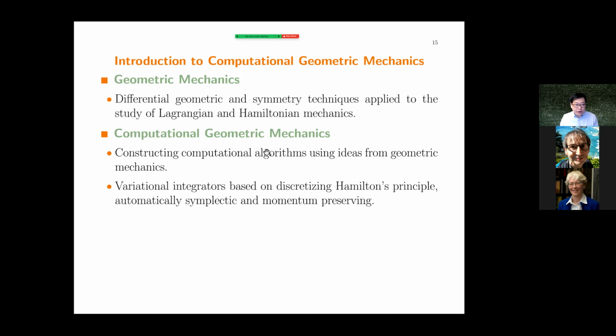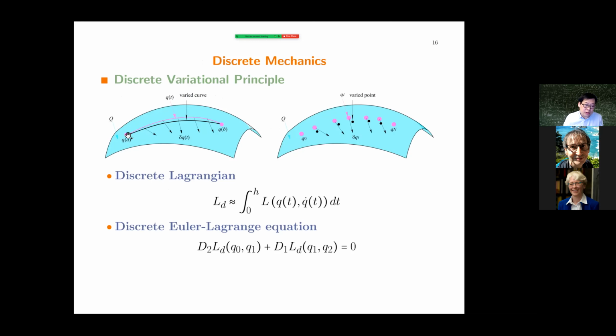The way you go about doing this is that you start with the continuous Hamilton's principle, which states that if you have an initial and a final point, then the trajectory which joins those two points is that which extremizes the action integral, which is the integral of kinetic minus potential energy. And you can discretize that by imagining that you replace that curve by a bunch of sample points, and you replace the action integral by what we call the discrete Lagrangian, which you should think of as a piece of the action integral.